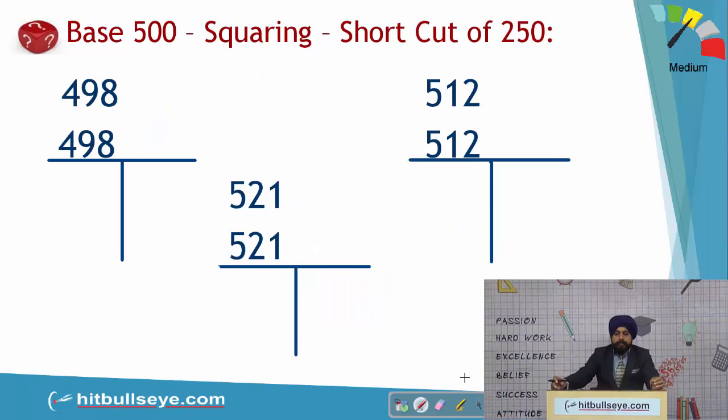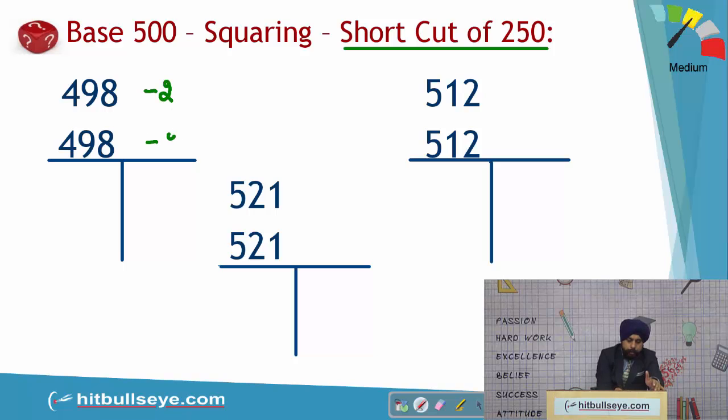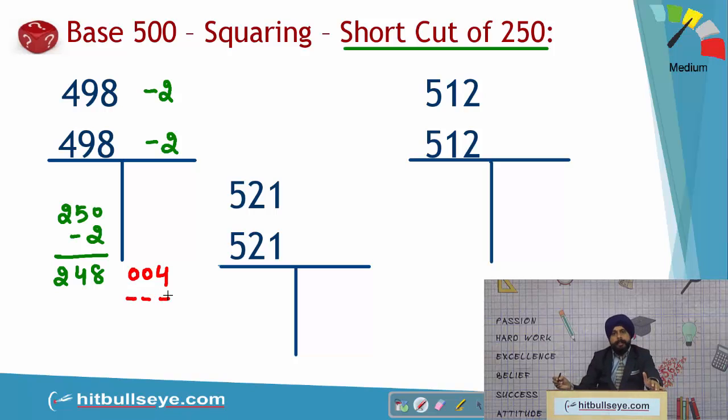Moving on, students. Base 500 we are taking, and we are doing it the way we did it for 50 by taking the shortcut method of 250 directly. Now here 498 is 2 less than 500, students. So what you do? Half of 500 is 250. You straight away subtract 2 from 250 to get the left hand side as 248. Now the product of 2 and 2 is 4 students. We want to write 3 digits, so we need to write it as 0, 0, 4. So that there are not 1, 2 but 3 digits on the right hand side.